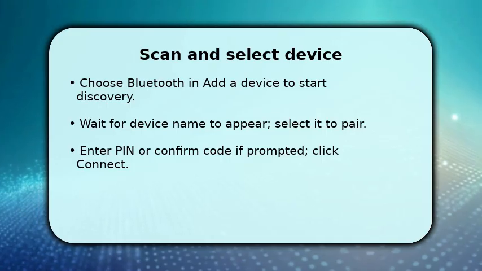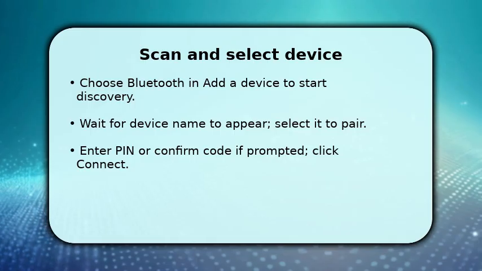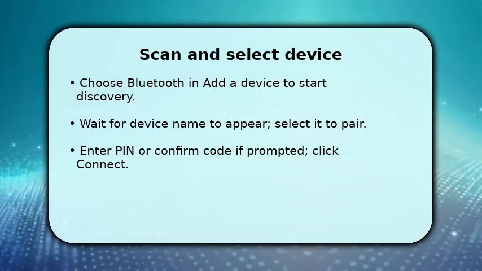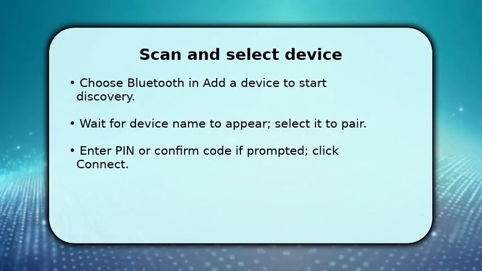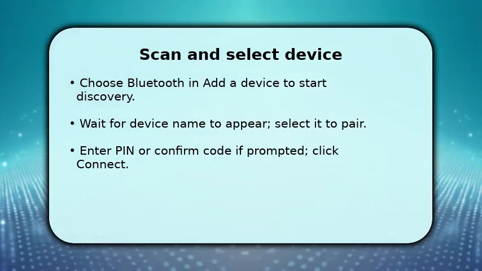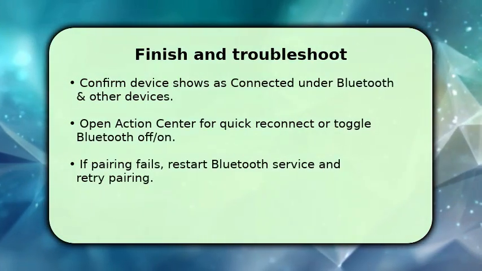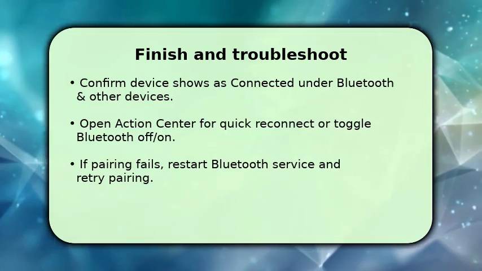If a PIN or pairing code appears, compare it to the device display and accept or type the code. This secures the connection. After confirmation, Windows negotiates settings and installs drivers automatically. Once connected, check Bluetooth and other devices to confirm the status shows connected. This ensures profiles are active.